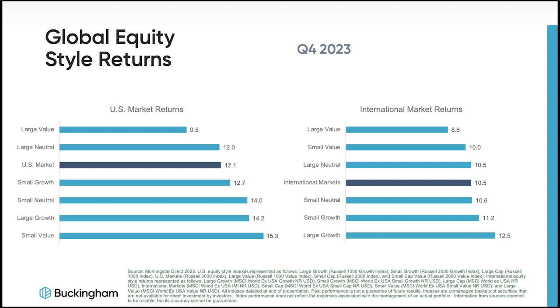Now, as we can see from the dark blue line on the chart on the left, the U.S. market was up 12.1% in the fourth quarter, compared to up 10.5% for developed international markets on the chart on the right. Small cap stocks and large growth stocks on average both outperformed the market in the U.S. Small value stocks continue to lead the pack domestically, which continues the trend from the previous quarter on a relative basis. And internationally, growth stocks tended to outperform the market, with international large growth stocks posting the best performance for the quarter among the international developed regions.